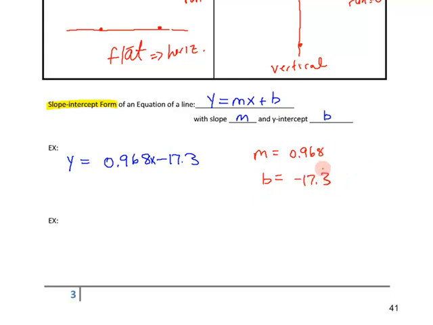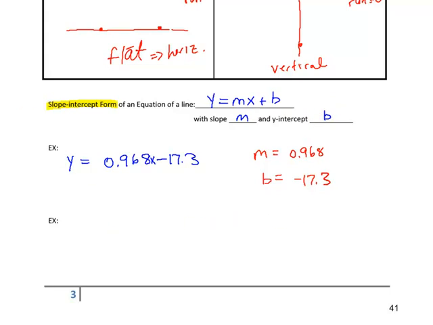And by the way, here's how I know that's the y-intercept. What happens in this equation right here if x is 0? Remember, x is 0 for the y-intercept. And if x is 0, then that term is not there, and so you have y as b. Right? That's why the y-intercept is b.